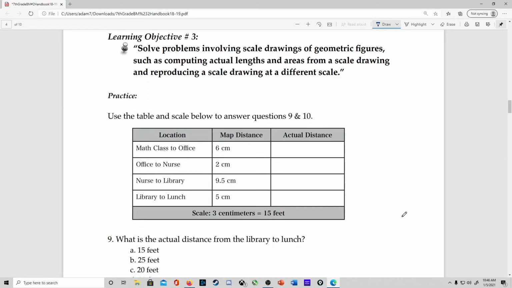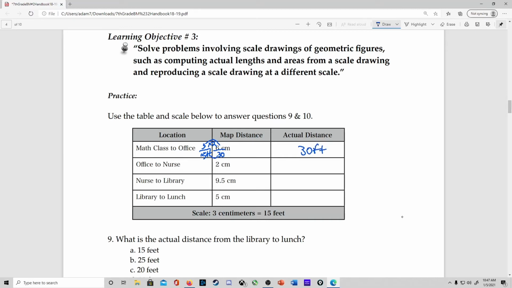So we're going to use this table, and we're going to use this to answer questions 9 and 10. So the first thing we might want to do is we might just want to fill in the actual distances before we start. So we know that the scale is 3 centimeters is 15 feet. Okay, so we know it's 3 is 15 feet. So then what's 6 going to be in feet? Okay, so we know to get from 3 to 6, we times it by 2. So we're going to times that by 2 and get 30. This is going to be 30 feet.